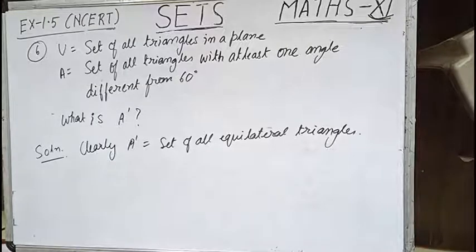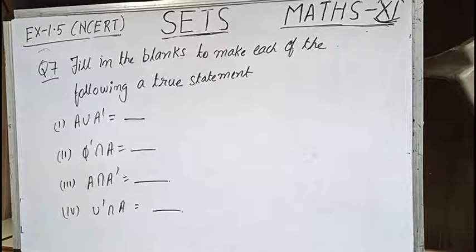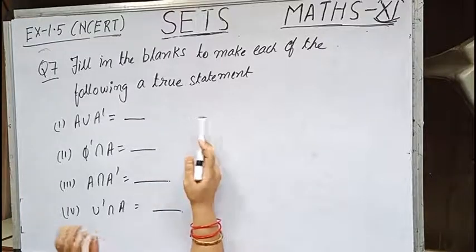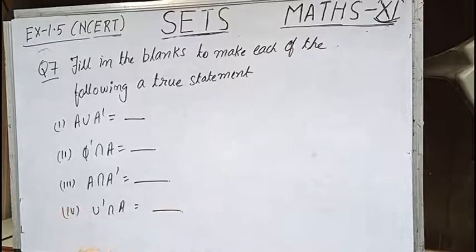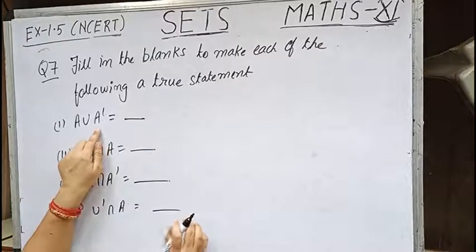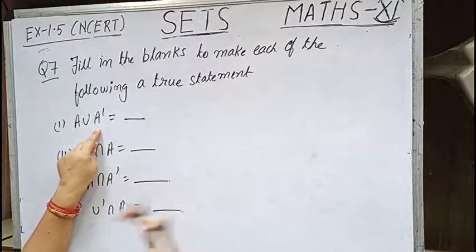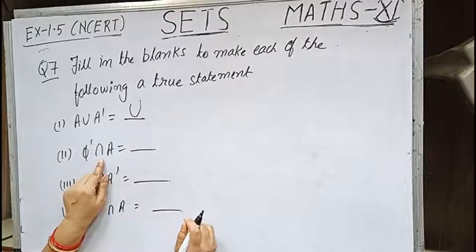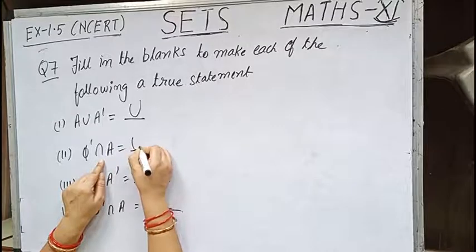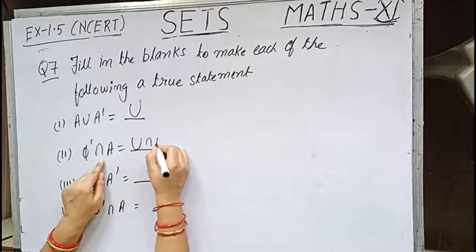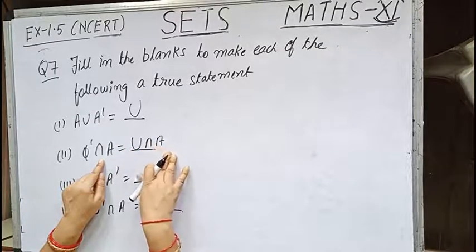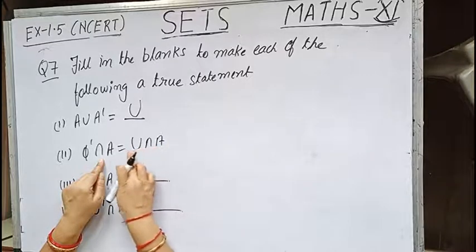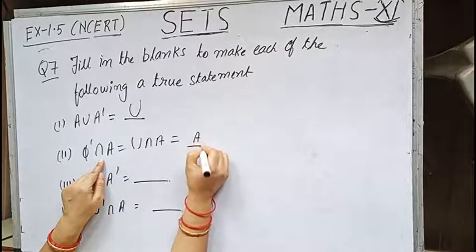Let us come to question number 7. Fill in the blanks to make each of the following a true statement. A union A complement: obviously A and the union of the remaining is the universal set U. Phi complement intersection A. Now phi complement is U, so U intersection A. Always when we do the intersection, the result is the smaller set. So this will be equal to A.